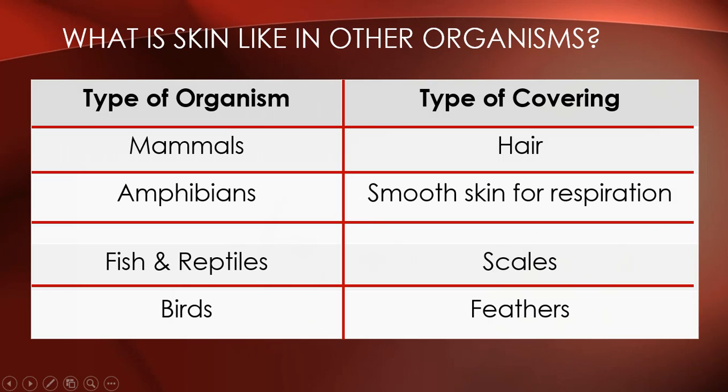Amphibians have smooth skin. They need to have wetness around them, and that's because they actually breathe somewhat through their skin. Fish and reptiles have scaly skin, and birds, of course, have feathers. All right, so you can fill those in. If I went too fast, you can pause the video.